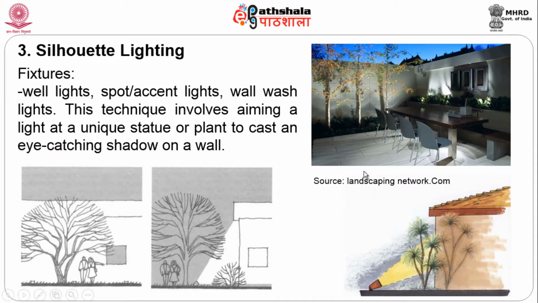This is primarily used for trees, for creating shadows next to the background, and also for statues, sculptures or sometimes even fountains or rocks. So, the fixtures are well lights, spot or accent lights, wall wash lights, and this technique involves aiming a light at a unique statue or plant to cast an eye-catching shadow on the wall.